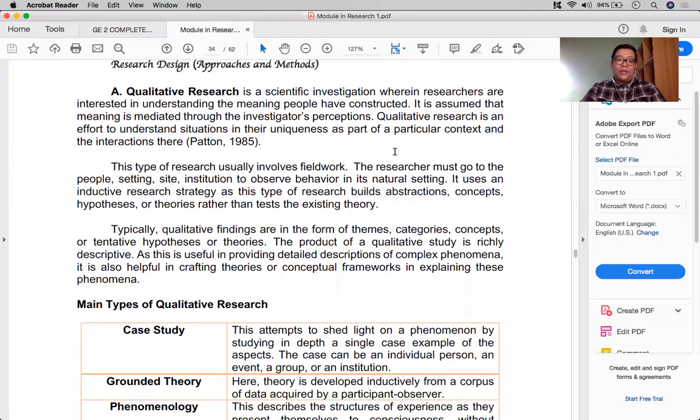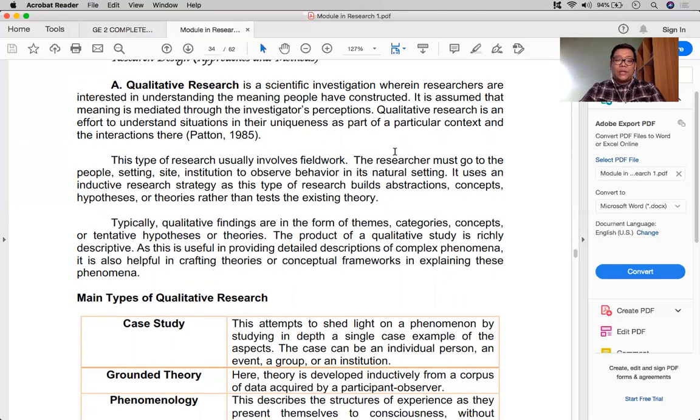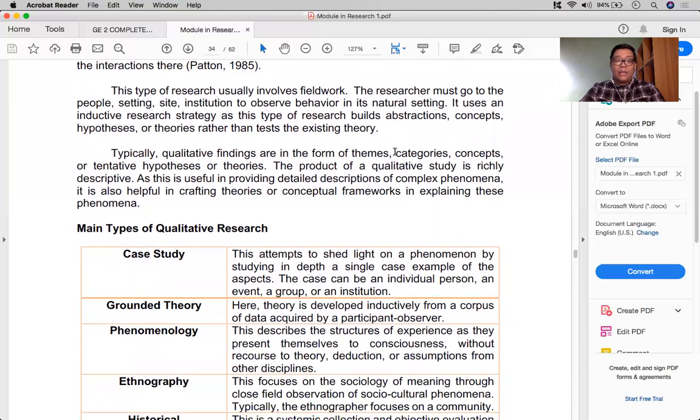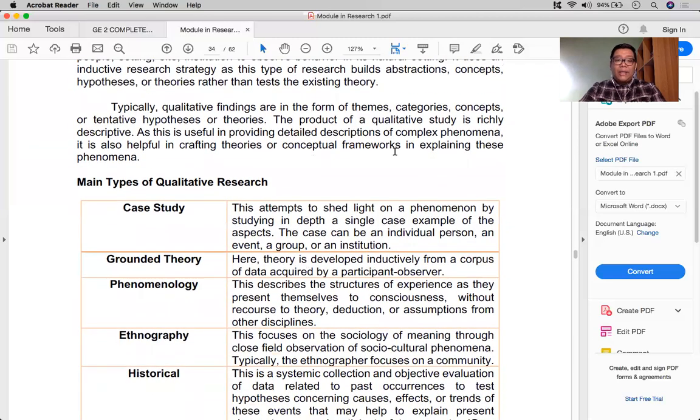The product of this type of approach is richly descriptive, means it's very verbose, it has to be wordy, as this is useful in providing detailed descriptions of complex phenomena. It is also helpful in crafting theories or conceptual frameworks and explaining these phenomena. Now, we have main types of qualitative research. So these are the specific designs under the qualitative approach.